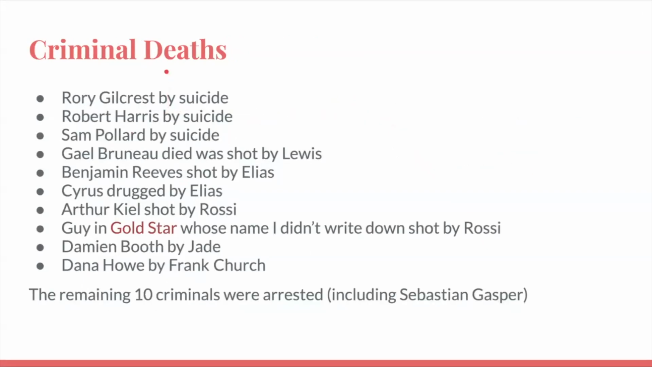Alright, this slide is all the criminals who died and how they died. So Rory Gilchrist, Robert Harris, Sam Pollard were all killed by suicide. Gail Bruno died when he was shot by Lewis. Benjamin Reeves was shot by Elias. Cyrus was drugged by Elias. Arthur Keel was shot and killed by Rossi. The guy in Gold Star, whose name I did not write down, was shot by Rossi. Damian Booth was shot by Jade. And Dana Howe was shot by Frank Church.